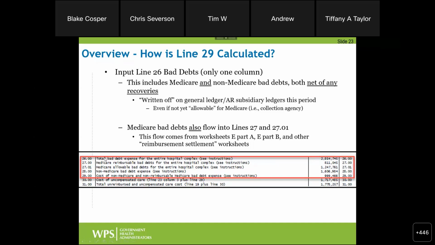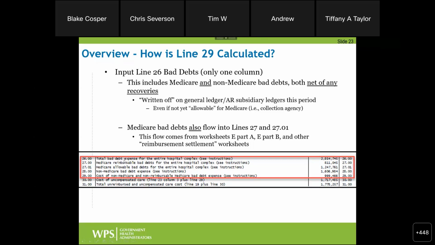They went part of the way. They really did clean up the bad debt instructions. They didn't quite get where we had hoped, but it is where it is. Either way, they have clarified to us, they've agreed with us, that it's the general ledger write-off that determines when something gets reported on line 26.